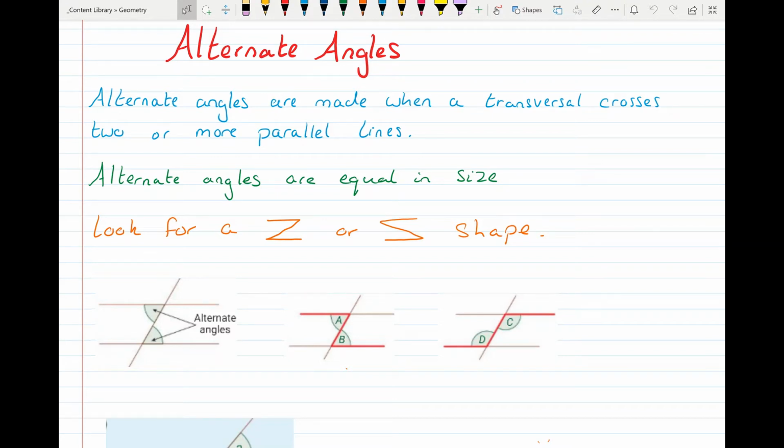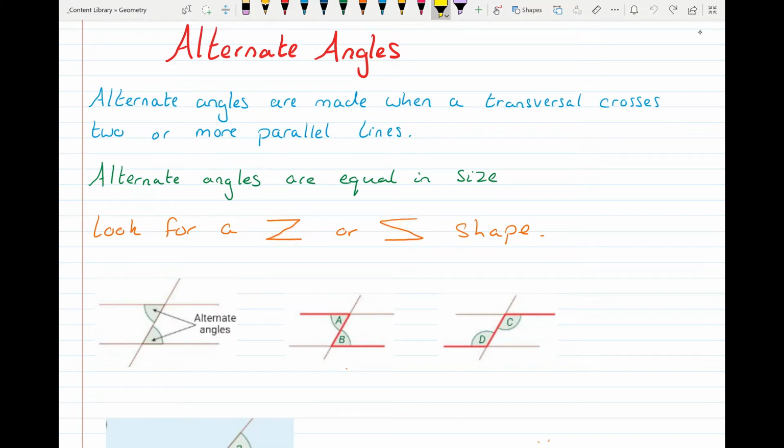We're still on geometry. We've looked at parallel lines and now we're going to look at alternate angles, which are the types of angles that are created when a transversal crosses parallel lines. Alternate angles are equal in size, so these two angles are going to be the same size. And to identify alternate angles, we look for the Z shape. It can be going kind of front ways or back ways.